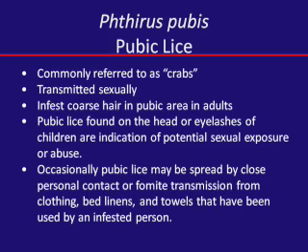Pthirus pubis, commonly referred to as crabs, typically transmitted by sexual contact. They infest the coarse hair in the pubic area in adults. Again, if it's found on the head or eyelashes, there's an indication of sexual exposure or abuse in children, and can be spread by personal contact or fomite transmission. Fomite is just a technical word for inanimate object. So sheets, combs, things like that.